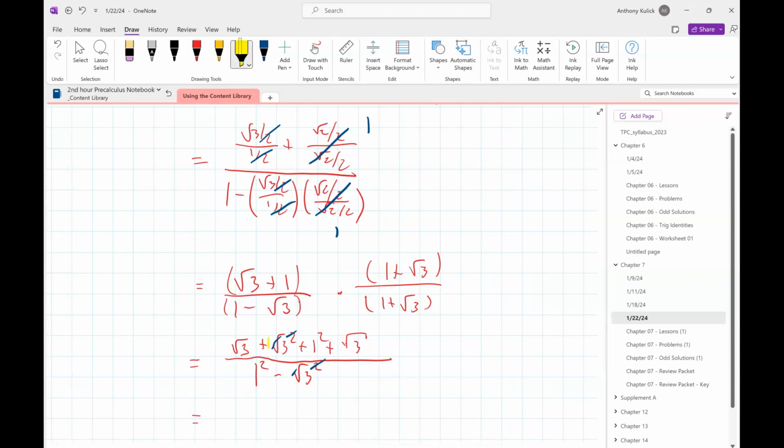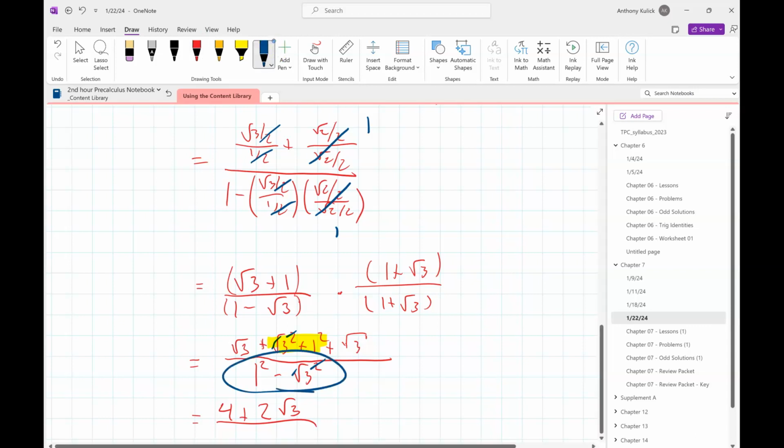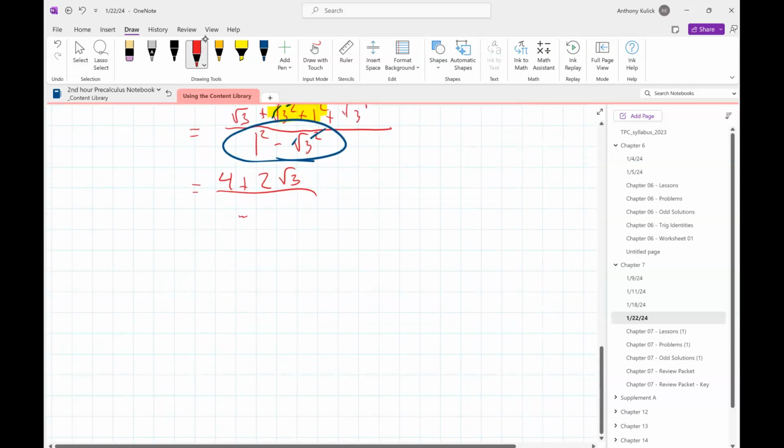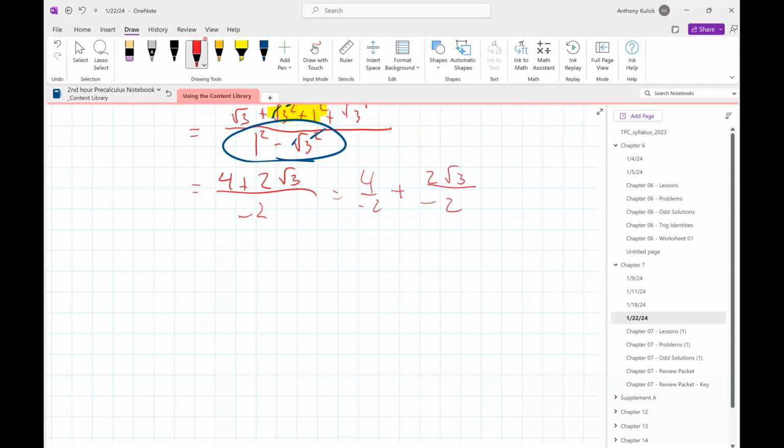So if I combine like terms on top, I have 3 plus 1. That's a 4. And then I have 1 root 3 and a second root 3. That's 2 root 3's. On the bottom, that's 1 minus 3. That's negative 2. So I can write that single fraction as 2 fractions with the common denominator of negative 2. When I reduce those, I get negative 2 minus root 3. What do you guys think? Reese?